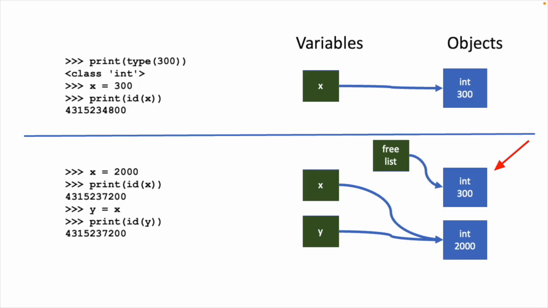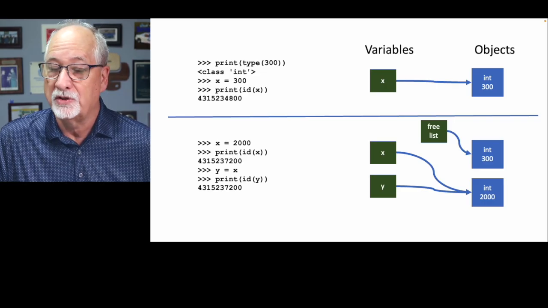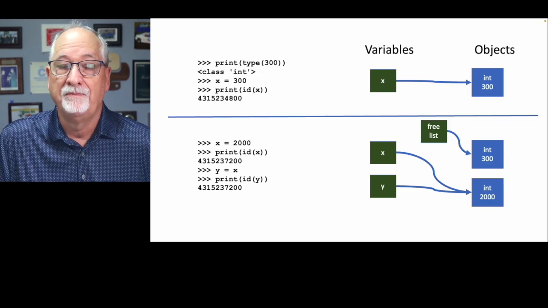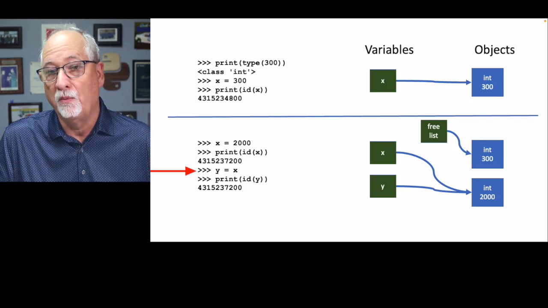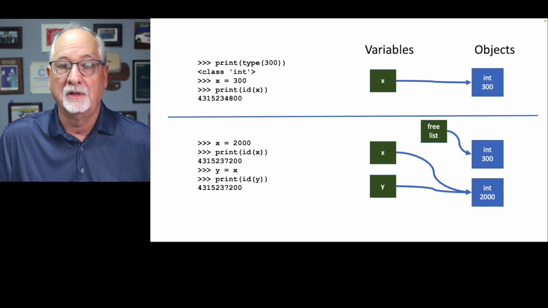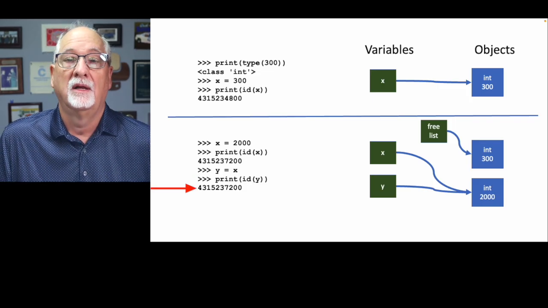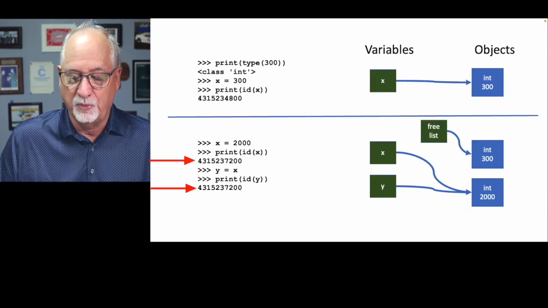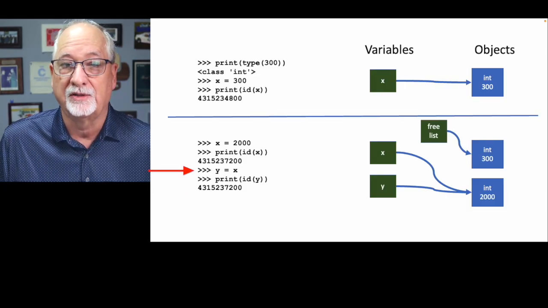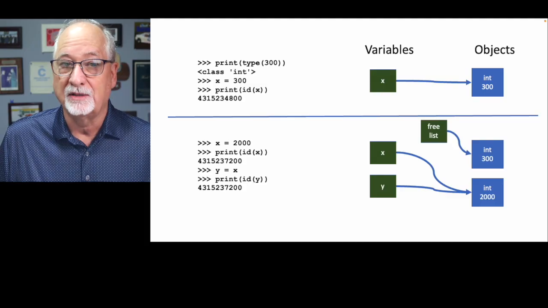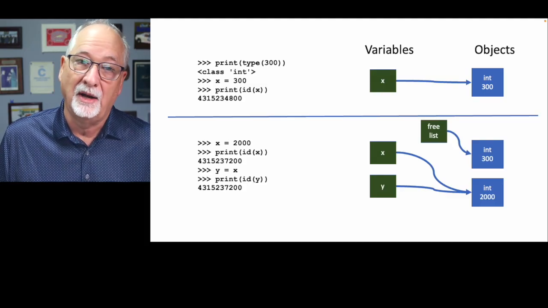The old object, integer 300, may still be there, but it's on what we'd call a free list. Some might be on a free list, but the idea is that you're changing the pointer x to point to the integer 2000 rather than changing the contents of a drawer labeled x to be 2000. Again, if we say y equals x, you'll see that y does not make a copy of 2000. It simply points to the same 2000 that x is pointing to. So y equals x says take the address that x points to and put that address in y.